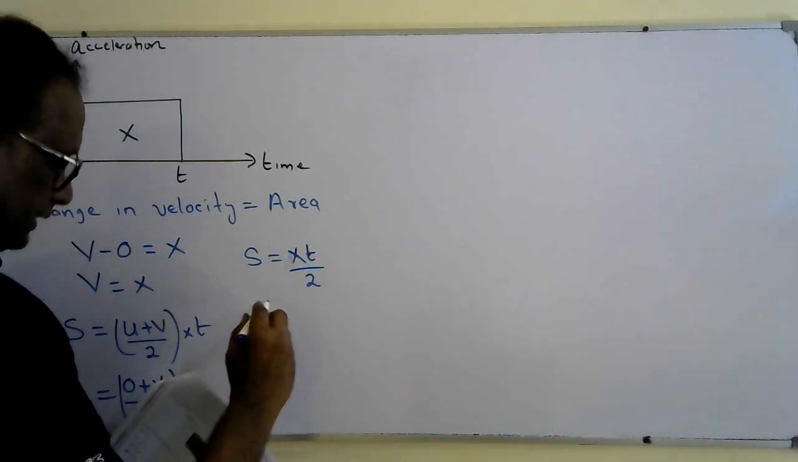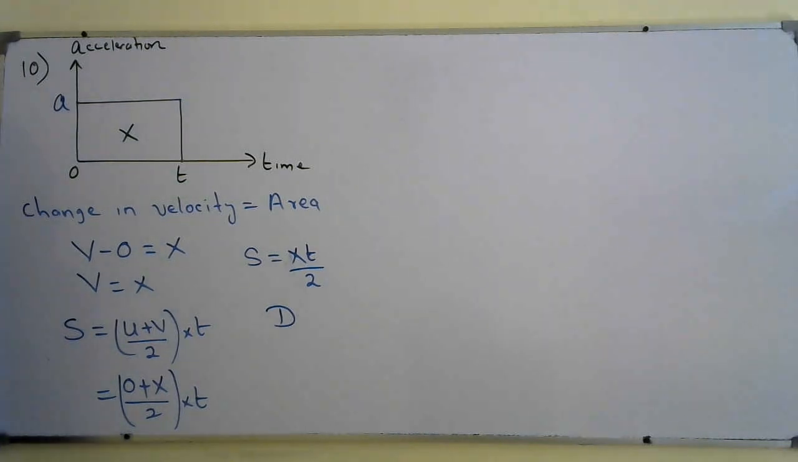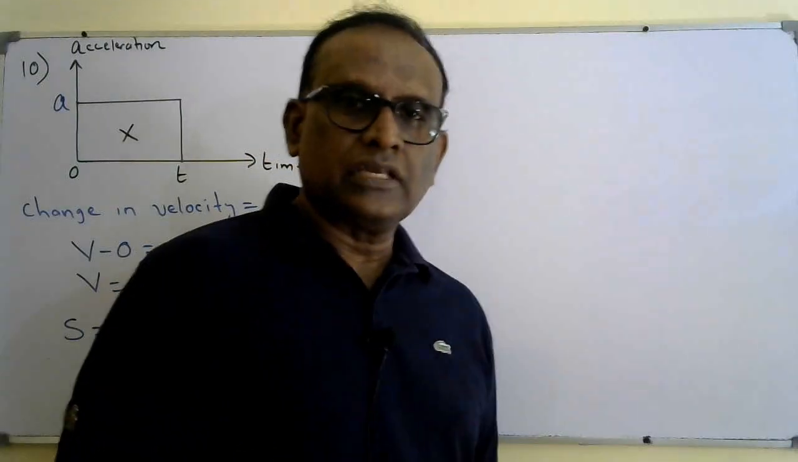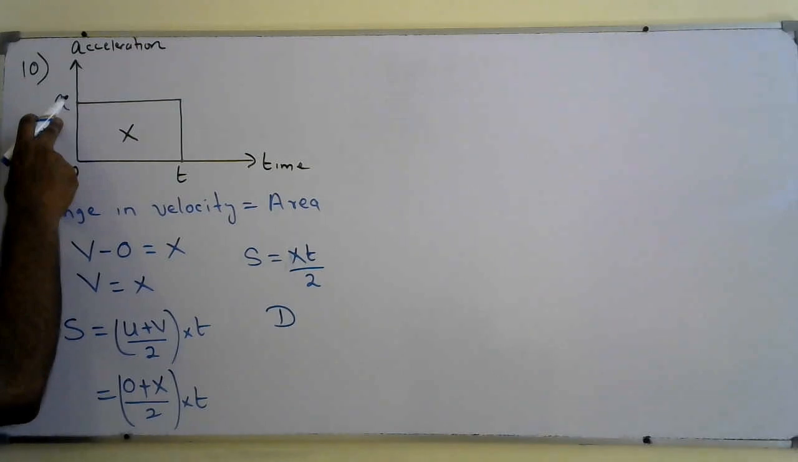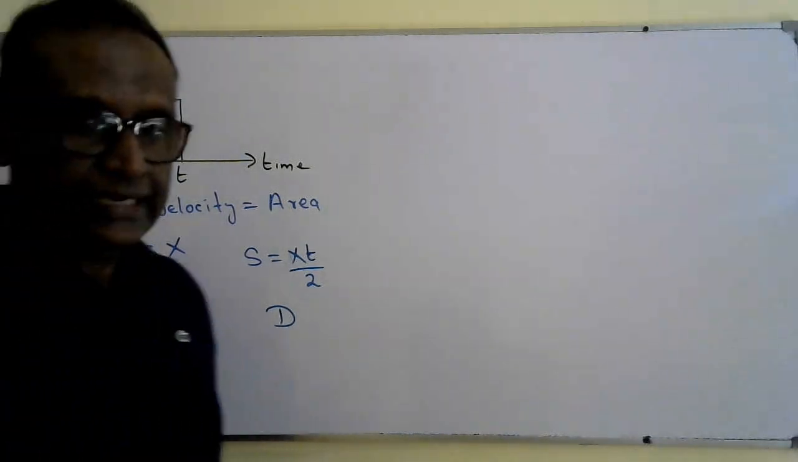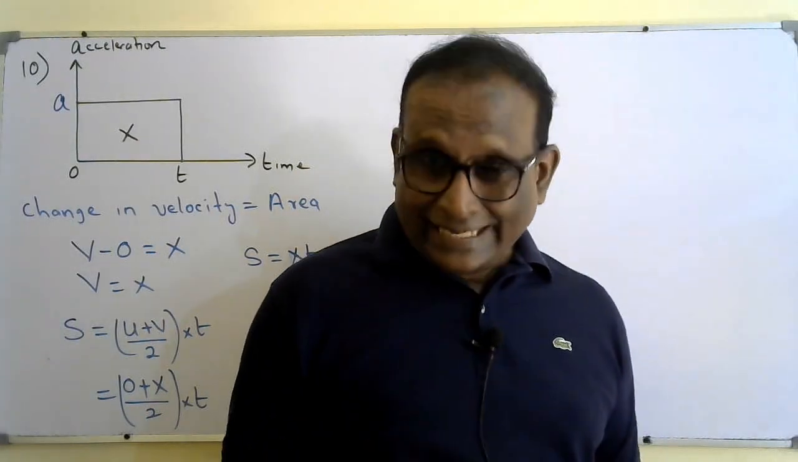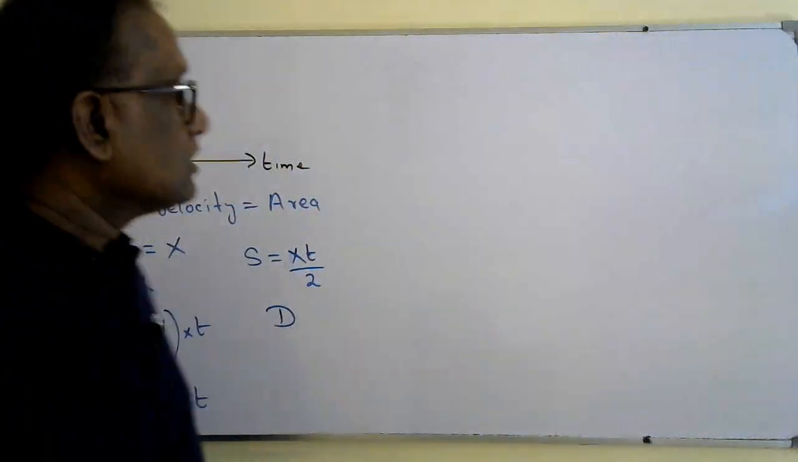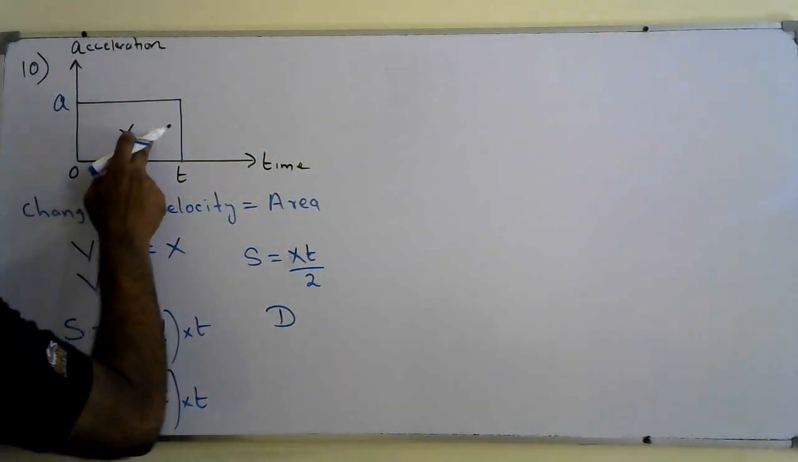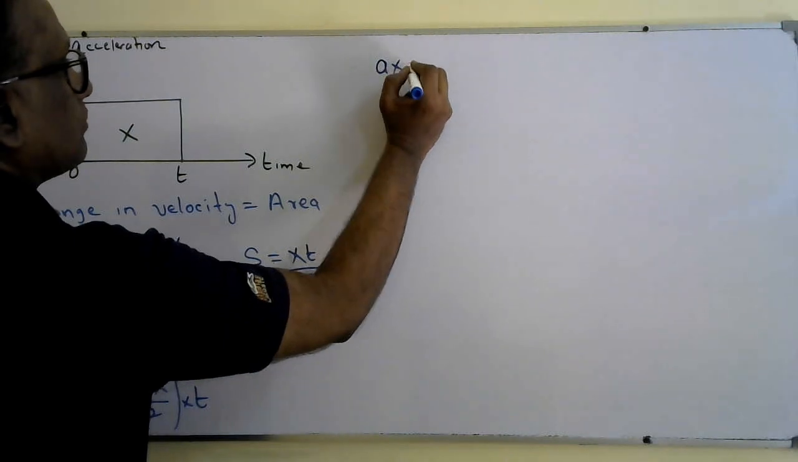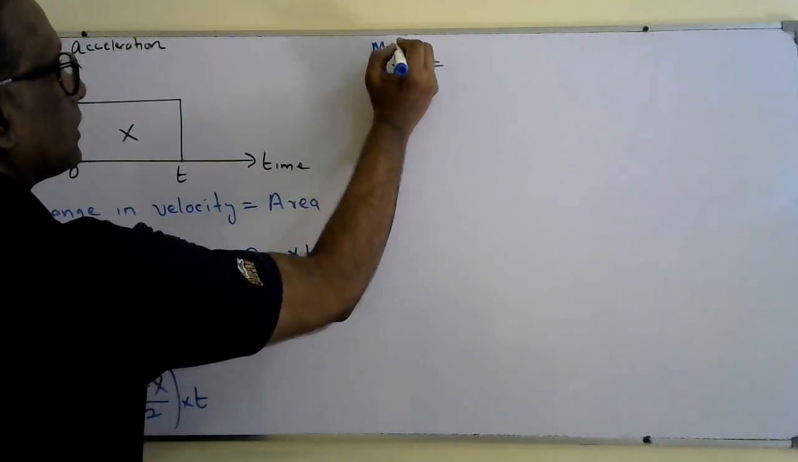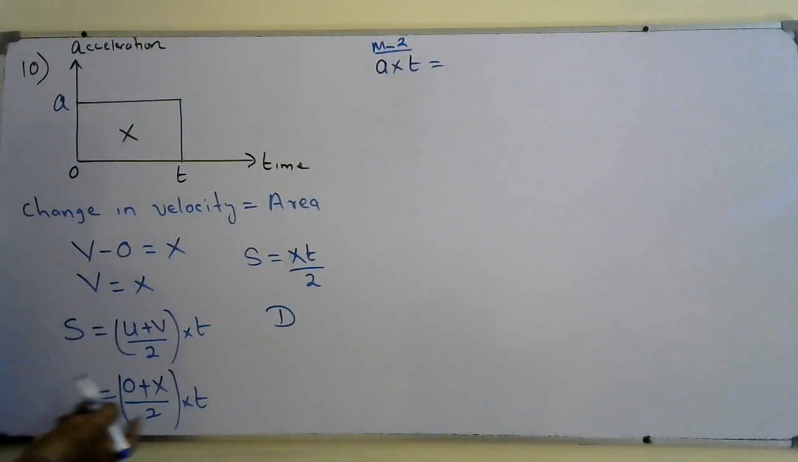So answer D, correct answer D. Or you can do it this way also. The acceleration is a. We don't know a, it is not given, but we can take the acceleration as a. So if the acceleration is a, the area x is a into time. This is method 2. This is method 1. Either way we can do.